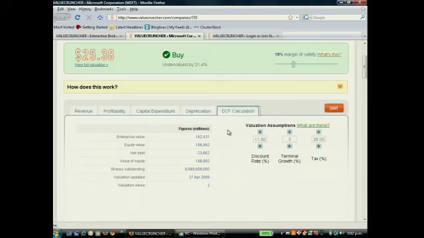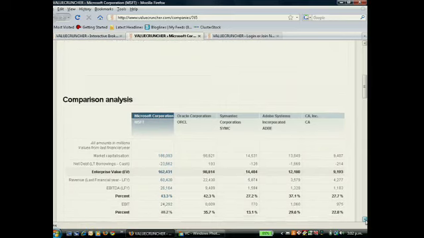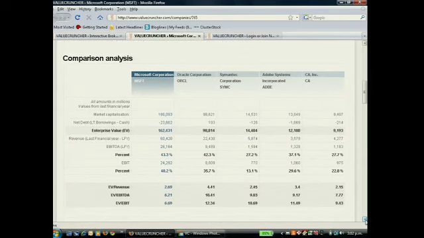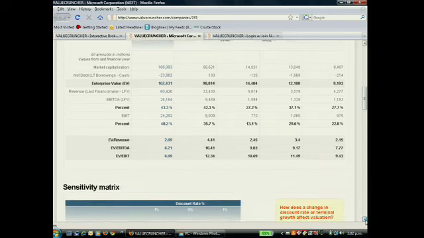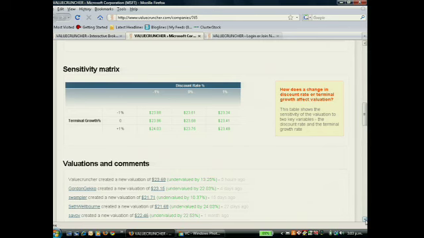ValueCruncher then, in the background, takes the key numbers and calculates key numbers like net debt and takes the number of shares outstanding to create the share price. The modified valuations, like I've just done for Microsoft, can then be saved and shared with others around the place. ValueCruncher, down the bottom here, also completes comparison company analysis, taking Microsoft and a group of peer companies using market-based metrics to provide additional valuation information. There's a lot we'd like to do with this table. Further down, ValueCruncher takes into account and displays sensitivity numbers around the DCF valuation.